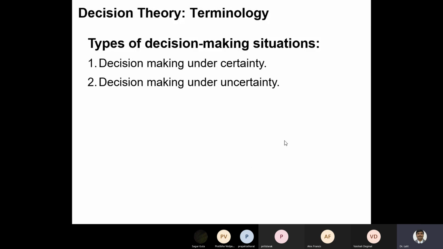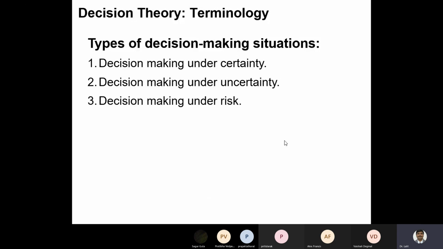The second situation is decision making under uncertainty. In most cases, the decision maker cannot predict the future with certainty. So the decision making under this situation is called decision making under uncertainty. In this subject, we are going to discuss 5 different criteria for decision making under uncertainty, which we will discuss in detail one by one.